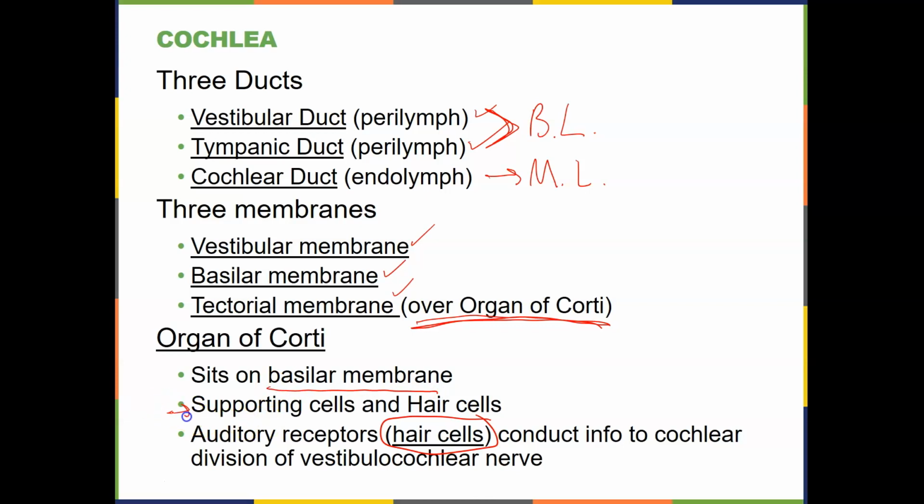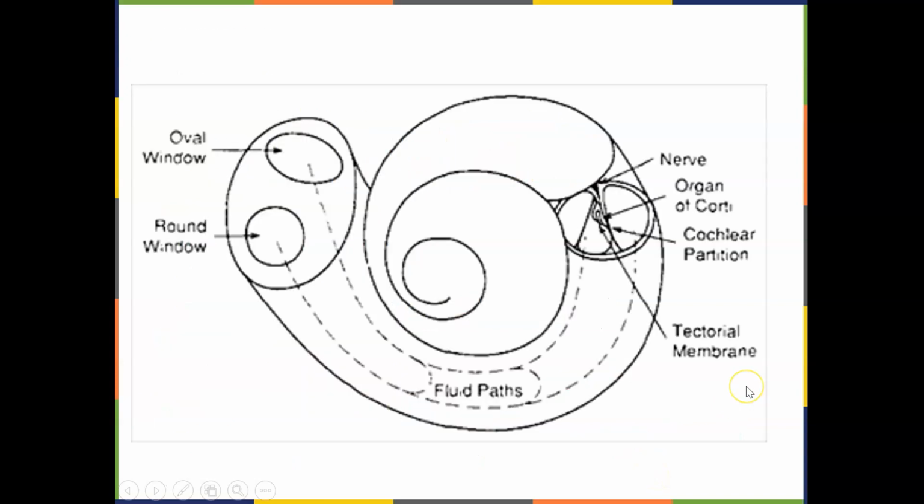What do we usually call these? Glia. These are special glial cells and hair cells. These are neurons because they are sending electrical potentials to the brain. Supporting cells keep the environment cleaned up for the hair cells. The auditory receptors, or hair cells, send information basically to the vestibulocochlear nerve, the 7th nerve and the 8th nerve.